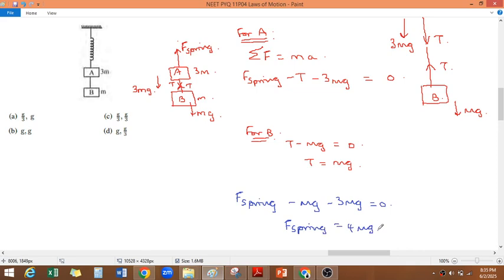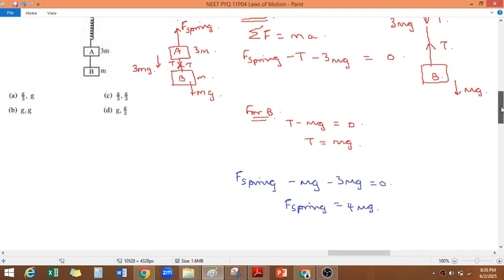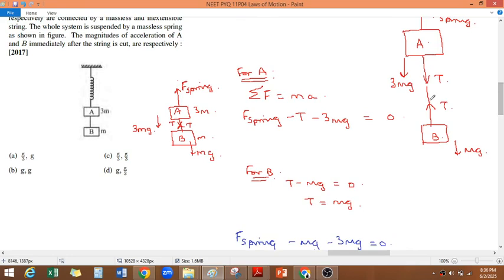Sir, since two masses 3m and m are hanging from the spring, we can directly say 4 mg. Yeah, you can say that, but as I said, for double checking, you can do this. Sometimes it might be slightly confusing. I'll tell you why it is required. As we do the problem, you'll understand.